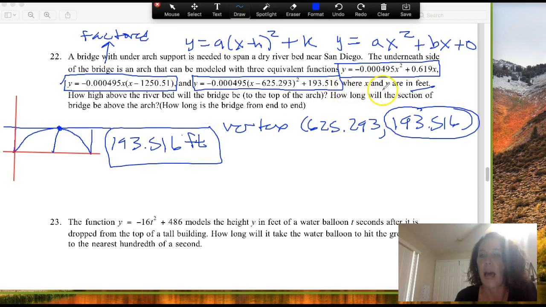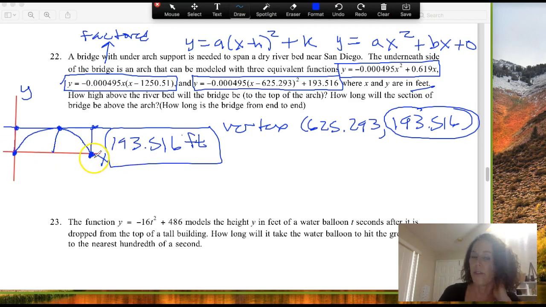My second question is, how long will the section of bridge above the arch be? So how long, basically, is the bridge from end to end? So from this point to this point, how long is that? Well, I know I'm at 0. This is where I touch the x-axis at 0. So I want to know the zeros of my function. Where does it touch again? Here at 0. That will give me the length of x. Okay, so that is my x. If this is my y, that's my x. I just need to know from here to here. I need to know the x value when I touch the x-axis. So when y is 0, what is this x point right here? That will tell me the length of my bridge.